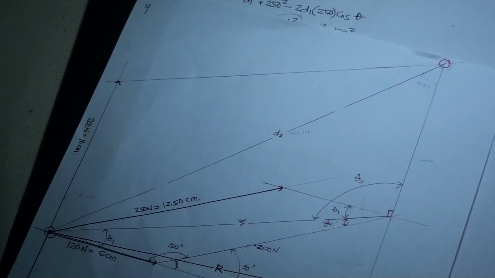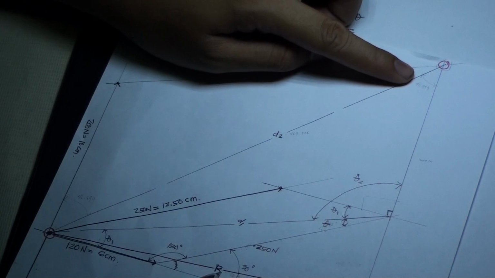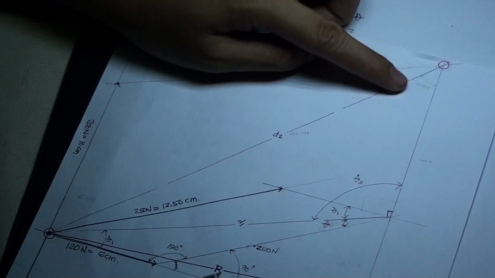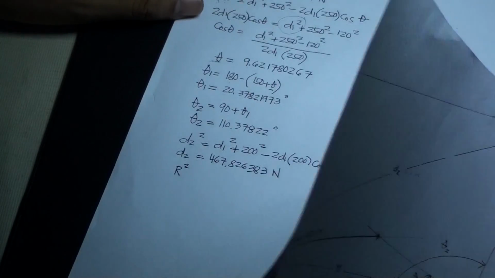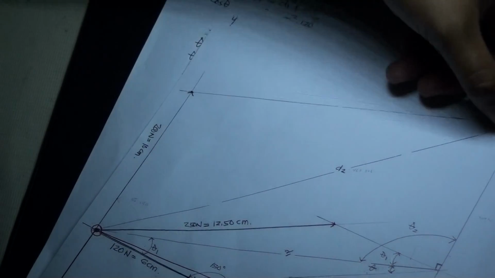By cosine law. That's correct. Should be by cosine law. Since R, how is this 45.999? Do we have R? Not yet. So we need this angle first.